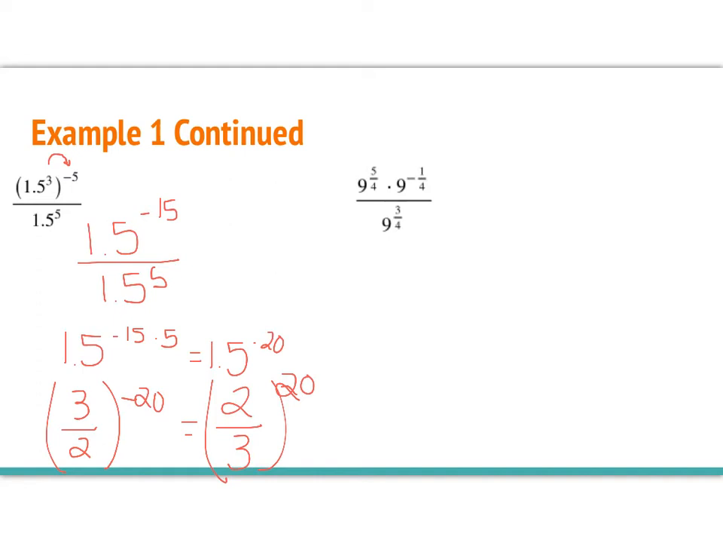Okay, this one, we need to take care of BEDMAS. Because this is all divided, our numerator, our top, is all divided by one factor, so we need to treat this as a bracket. We're going to take care of the top and combine it into one term and then divide if possible. They all have the same base of 9, so that will work. So 9 to the power of 5 over 4 times 9 to the negative 1 over 4.